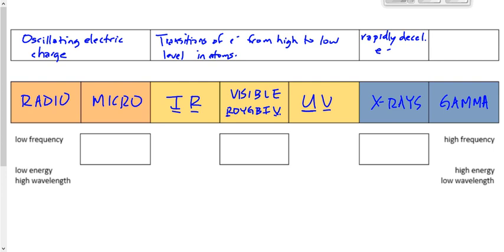Gamma rays are produced by nuclear decay. I should have made these two different colors. Nuclear decay, which really boils down to matter being converted to energy. We'll talk more about all three of these in a lot more detail in our next unit. But for now, just remember that matter can change into energy.